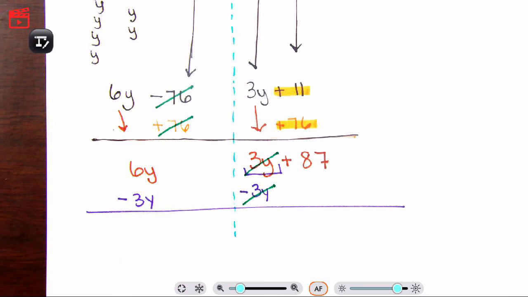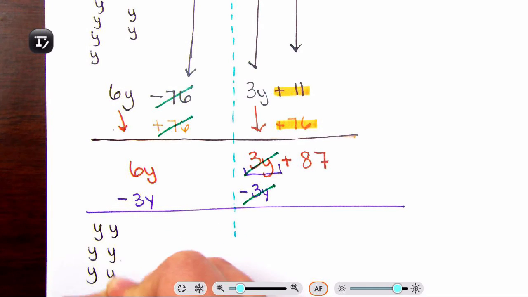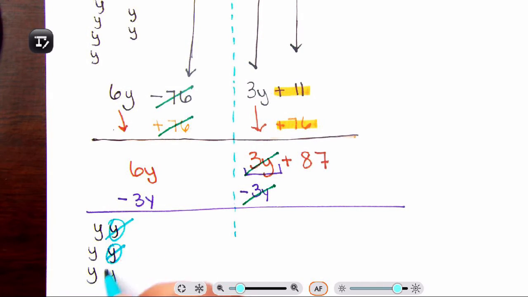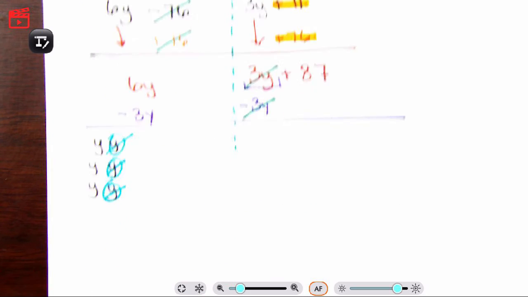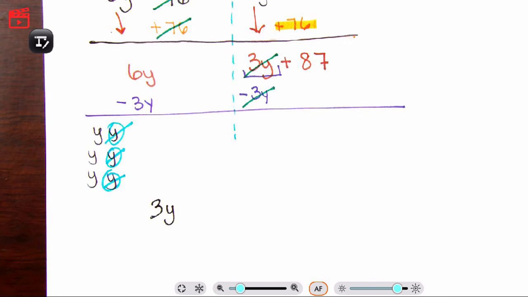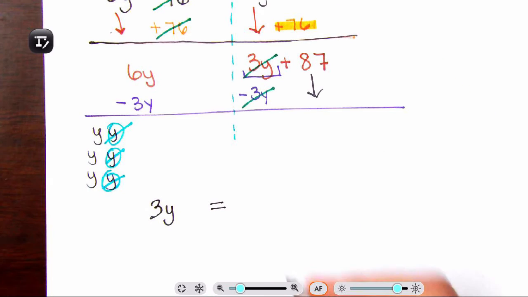So 6y's and I take away 3 of them. So let me show you how this looks like. I have 6y's, 1, 2, 3, 4, 5, 6, and I want to take away 3 of them. 1, take away. 2, take away, 3, take away. I have 6y's, I take away 3y's. What am I left over with? I am left over with 1, 2, 3. 3 what? 3 y's. Again, dotted line represented in equals. What is left over on my right-hand side? 87. Am I done? No, because did we reach our objective?